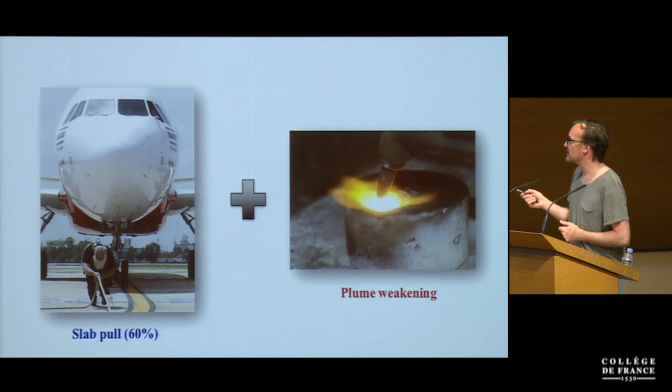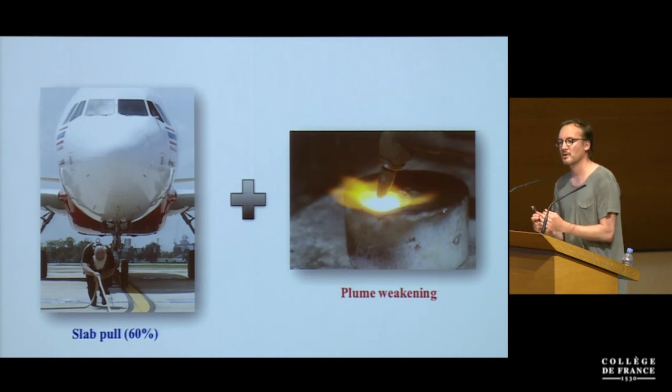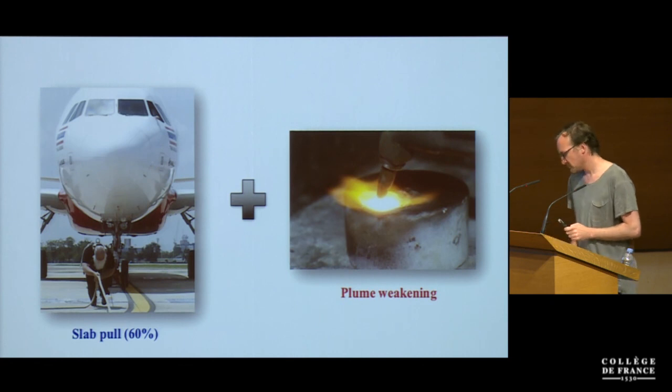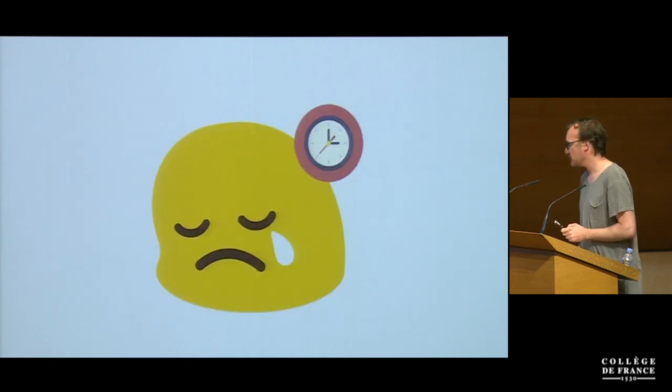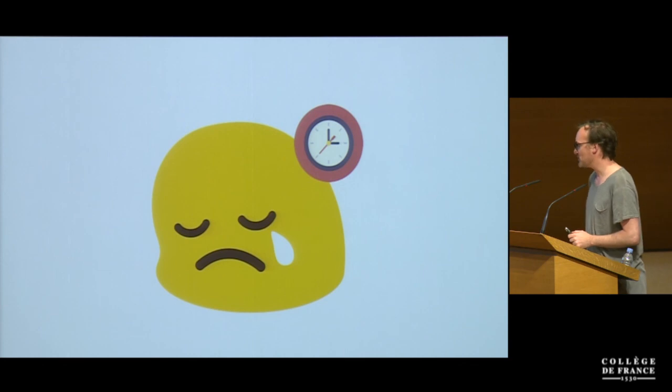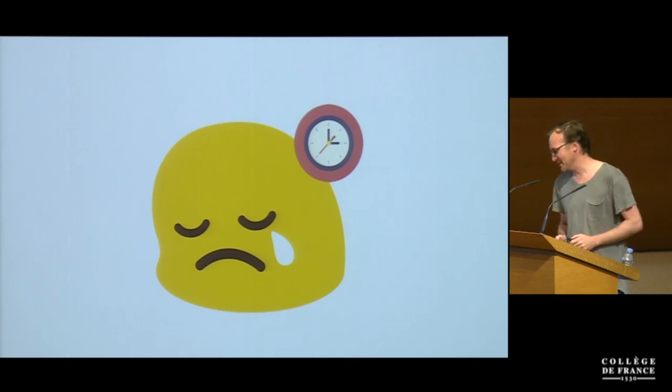But here the plumes act as a weakening of the boundary layer. Since hot means low viscosity here, it helps to decrease the strength of the boundary layer and to localize the initiation of the rift. So there are lots of drawbacks in that type of model, but I don't have time to talk about that. I'm sure you're going to have some questions about them.